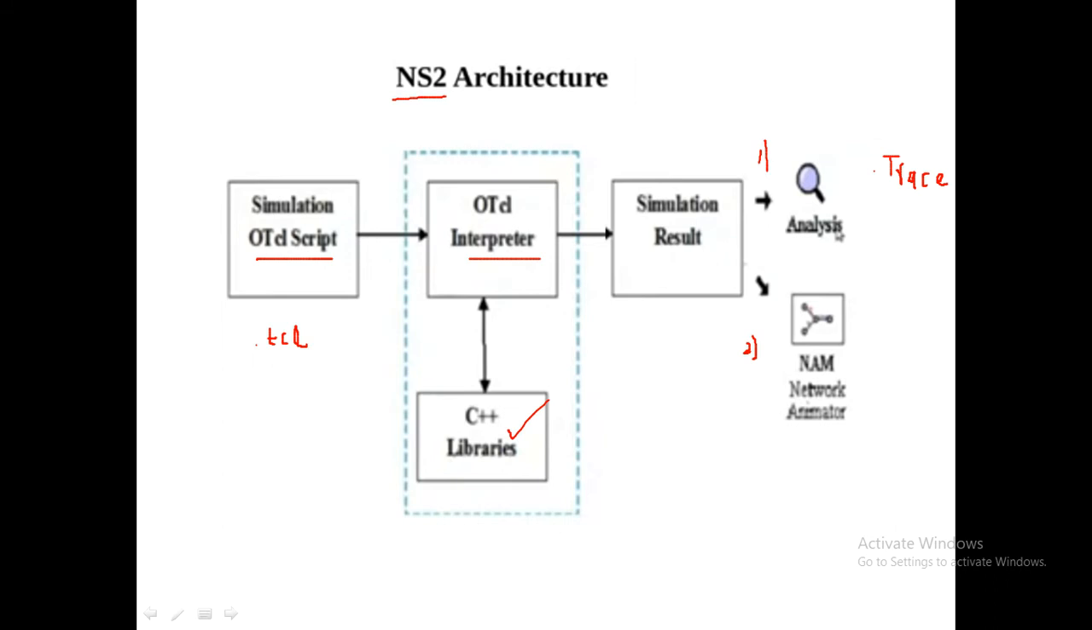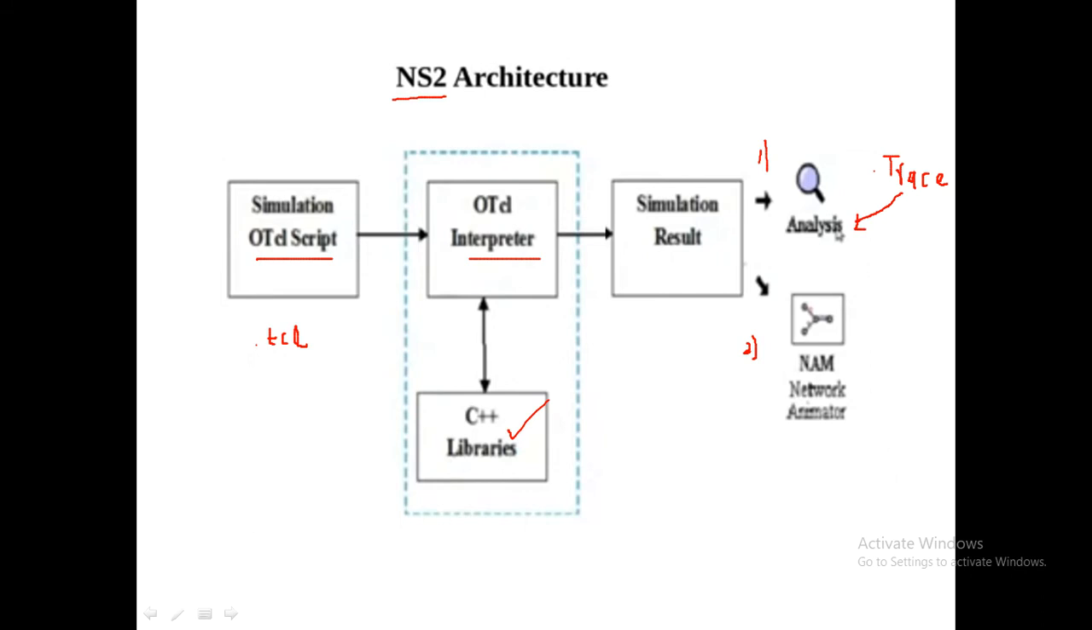Now what is this trace file? This trace file is used for analysis. We can do a lot of analysis by looking into the trace file, right? You will have many nodes in your network. How many packets are going, what is the rate at which a packet is going, is there any drop in the packets, what is the bandwidth, what is the propagation delay. A lot of analysis can be done by looking into this trace file.